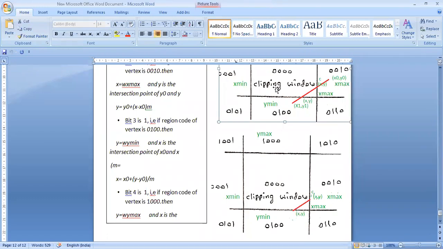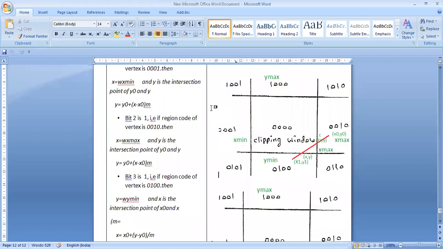Come to the first diagram. In the first diagram, all the part of the line that comes below this is less than y min. So if any part is coming below this, what I need to do is restrict that to y min. This is y min, correct? This is y min.